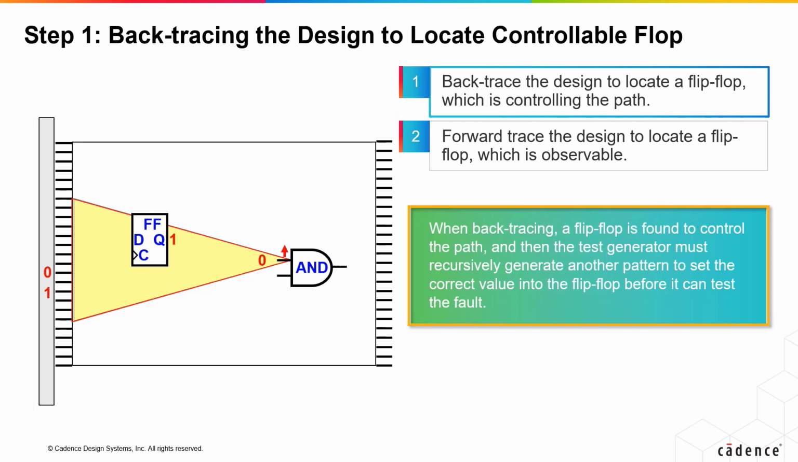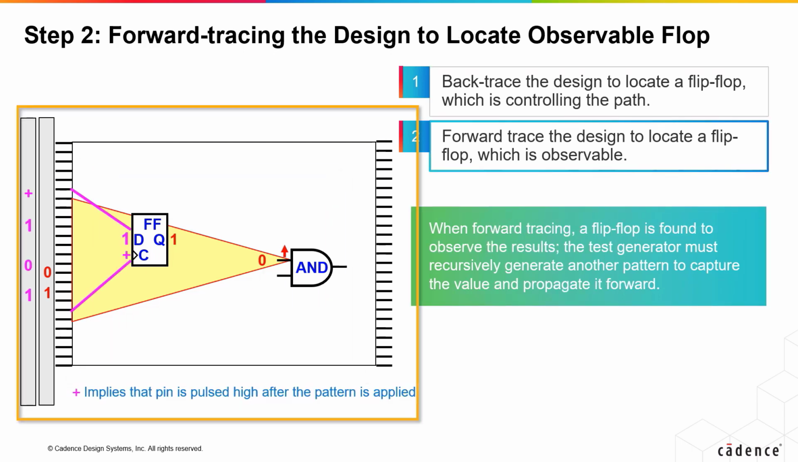When backtracing, and a flip-flop is found to control the path, then the test generator must recursively generate another pattern to set the correct value into the flip-flop before it can test the fault. To get that value on the output of the flip-flop, we need to set other values on the inputs of the flip-flop. A plus sign indicates a positive pulse, applied after the other inputs are applied.